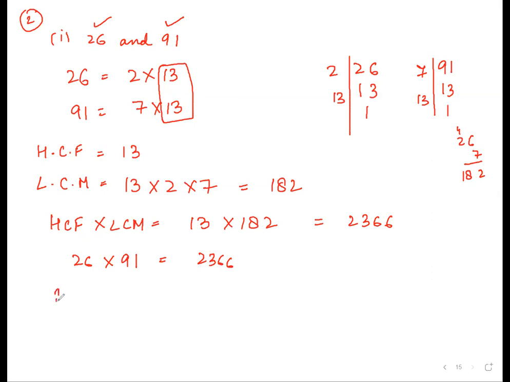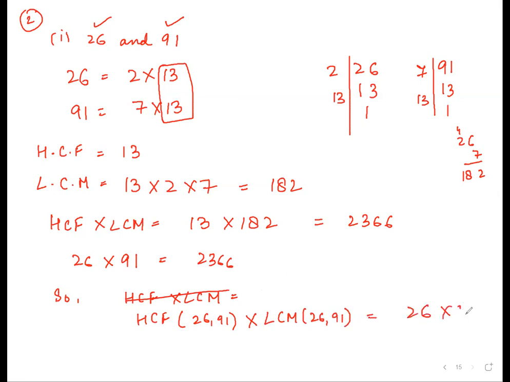You can write HCF of 26 and 91 multiplied by LCM of 26 and 91 is equal to 26 into 91. So this is verified. Similarly, you can do the other two parts. I'm coming to the third question now.